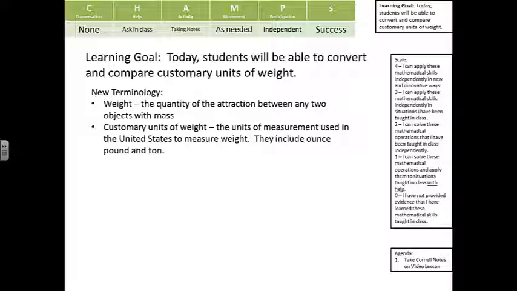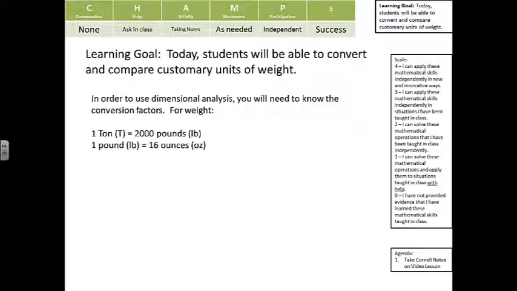In the United States, the customary units of weight include ounces, pounds, and tons. We have our conversion factors that we're going to use when we do our dimensional analysis. 1 ton is equal to 2,000 pounds, and 1 pound is equal to 16 ounces.